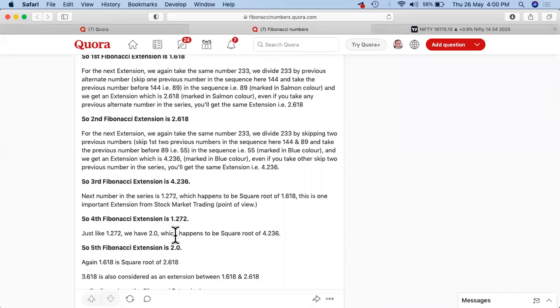After that, we get further extensions, like 1.272. Just like we got 0.76, which was a square root of 0.618. Similarly, 1.272.